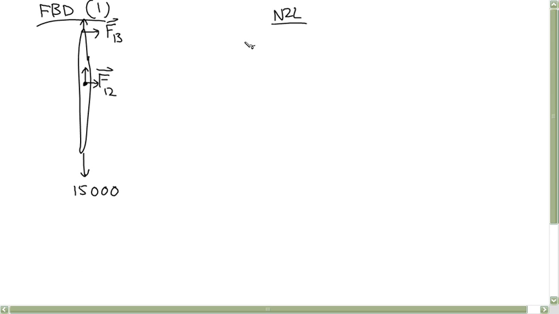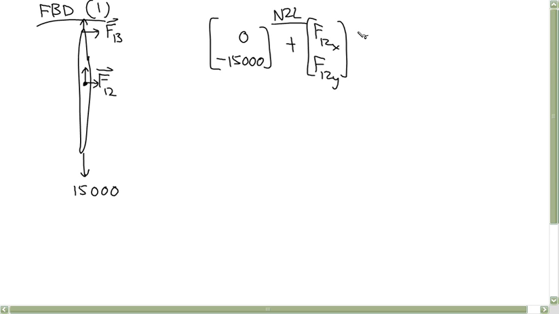Okay, so Newton's second law, we have 0, negative 15,000 plus F12x, F12y plus F13x, F13y is equal to zeros.